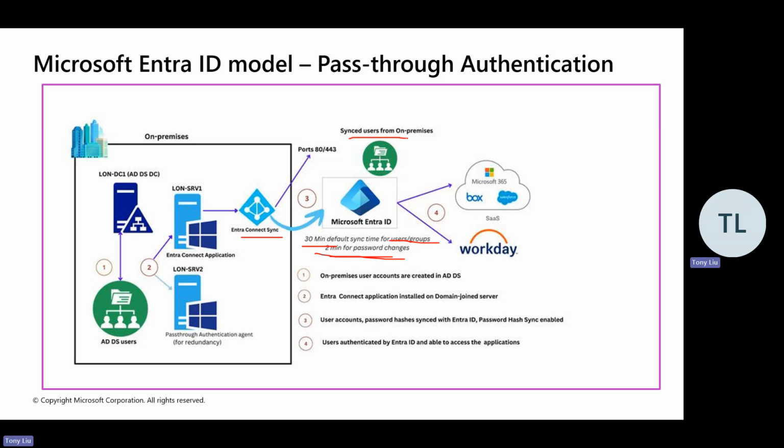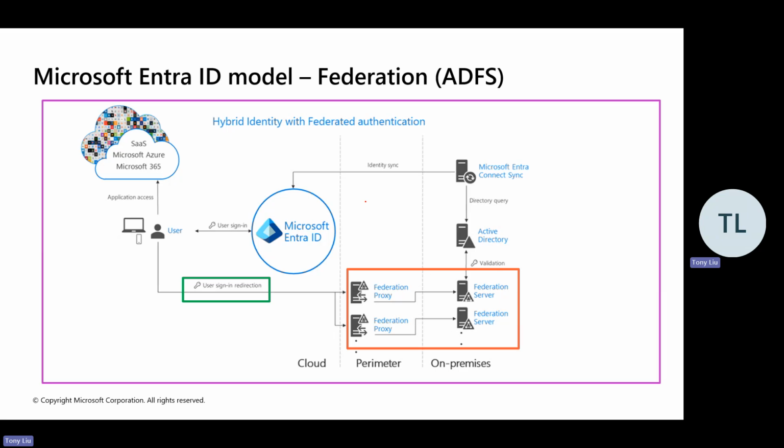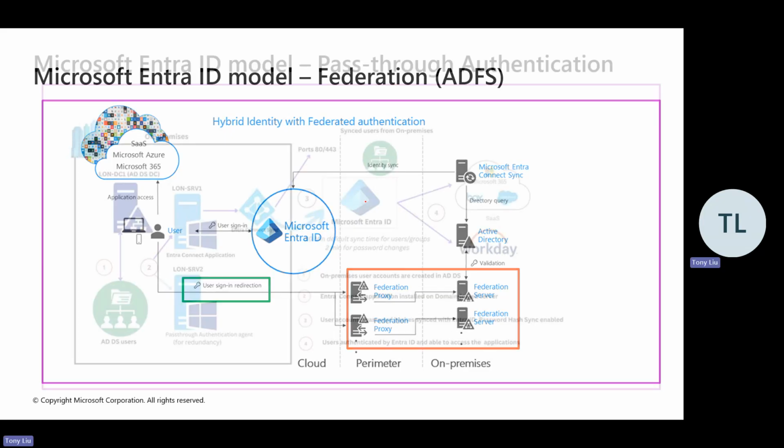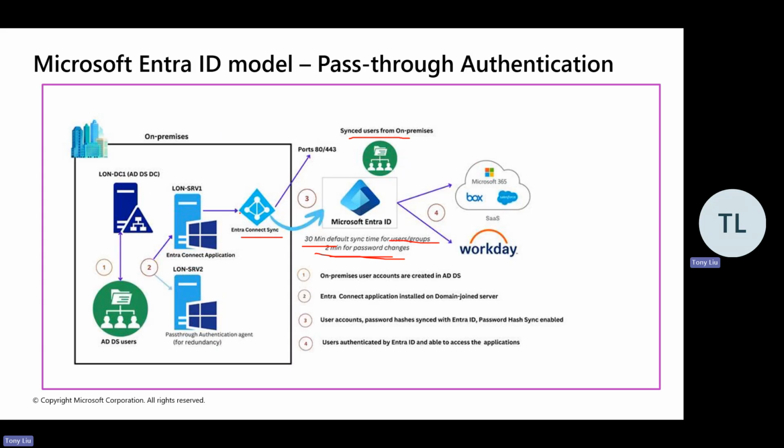So sync the user from on-premises. It's 30 minutes because there are lots of components here. Otherwise, it would keep constantly replicating, which may have some network performance drawback. But this is the default. You can still change the settings, but most of the time we don't change the settings.